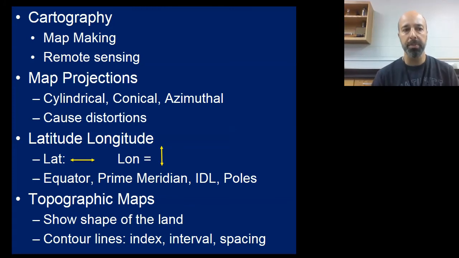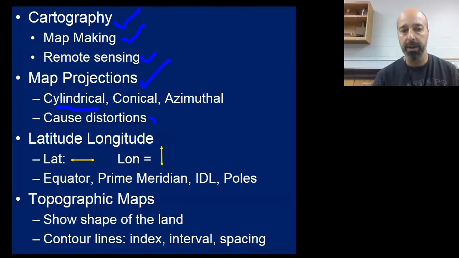Okay, so those are the basics of what you need to know about map making. Cartography, that's what we call map making. For the most part, it uses things that we call remote sensing, which would be things like lasers and the Google cars and satellites and things like that. Map projections, this is how we get a round Earth onto a flat map. We need to know these 3 different kinds, with cylindrical being the one that is most often used.